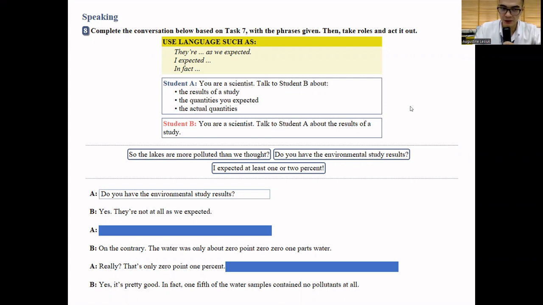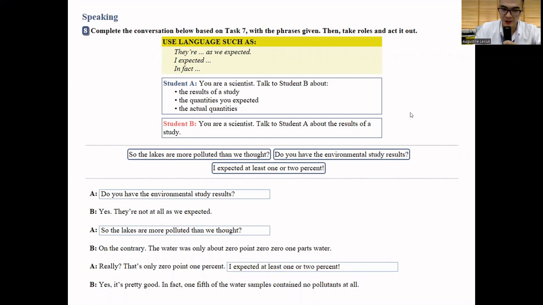Do you have the environmental study results? Yes, they're not at all as we expected. So the lakes are more polluted than we thought? On the contrary, the water was only about 0.001 parts water. Really, that's only 0.1%. I expected at least 1 or 2%. Yes, it's pretty good. In fact, 1/5 of the water samples contain no pollutants at all.